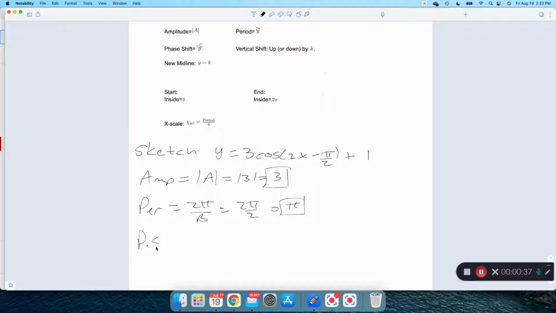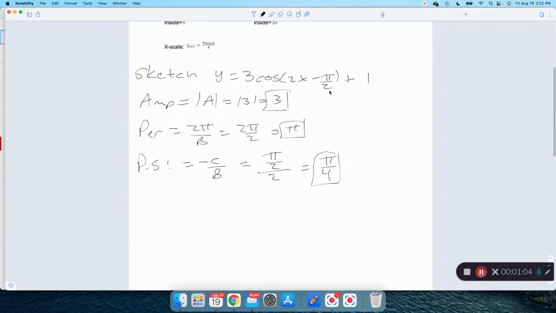Our phase shift, opposite of C over B. C here is negative pi over 2. Opposite of a negative will be positive pi over 2 over B. That's pi over 4. Make sure you convince yourself of that. A lot of mistakes happen with fractions here, and that's one spot where they happen.